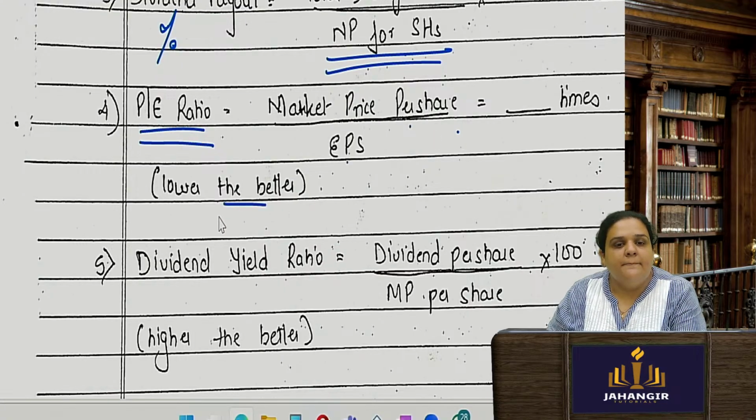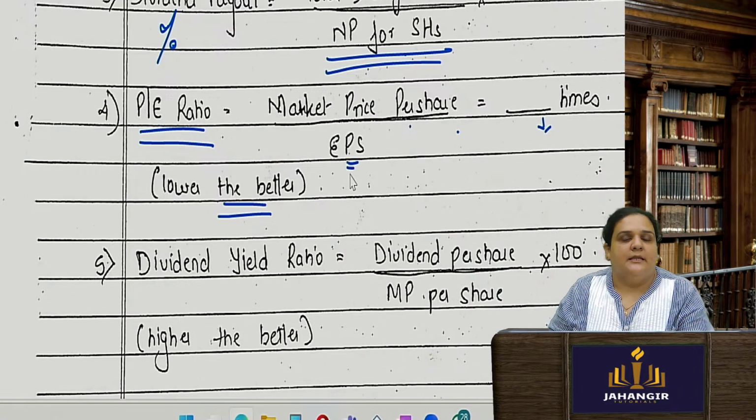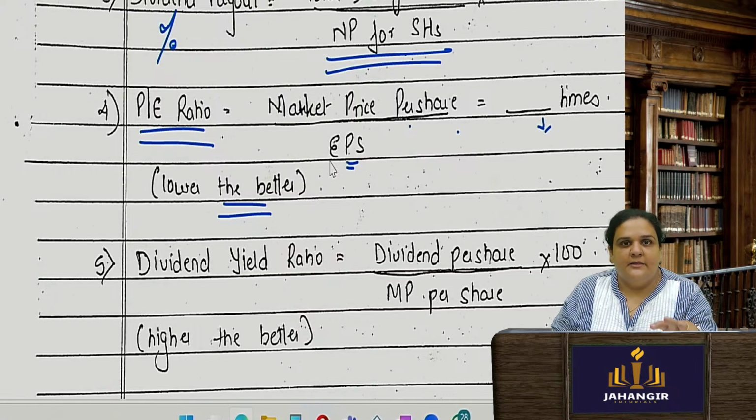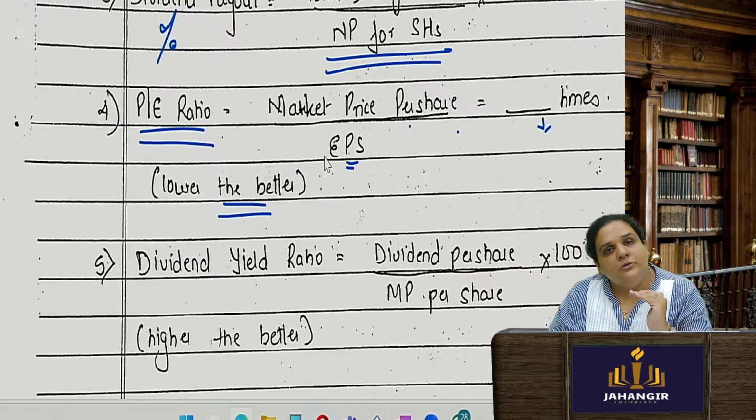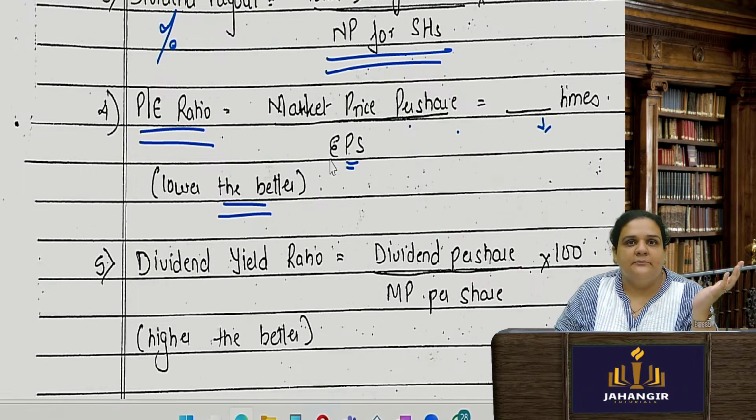Price earning ratio is market price per share upon earning per share. This is lower the better. Means what? If this ratio is less, it means that I will be able to reach the market price faster with the help of this earning. Earning per share means the company is availing this much of profit now for equity shareholders, divided by the number of equity shares. That earning and market price, if I compare, how much time it will take to reach that market price. So the less time it takes, the better.